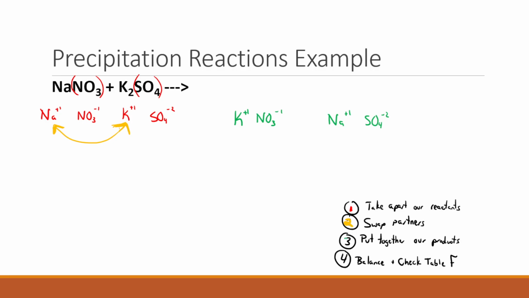Then I have to put them back together. I have to bring these and put them back so I could put them into the equation. I need to crisscross back downwards. K1, NO3, 1, which simplifies to just KNO3. Na2, because this 2 is going to come down. SO4, 1, which just simplifies down to SO4, right? No parentheses needed there.